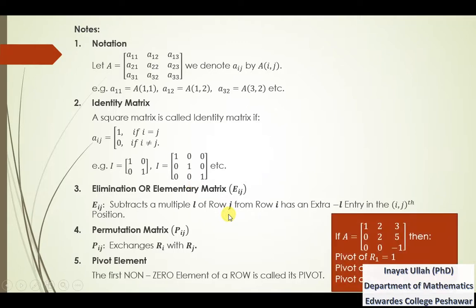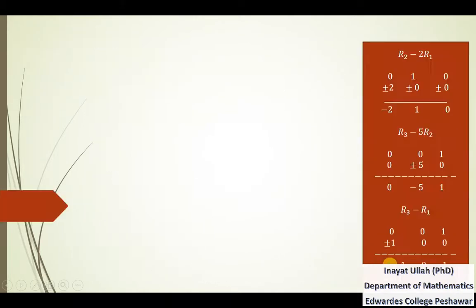For example, if you look at this matrix A, the first non-zero element of the first row is 1, so the pivot of row 1 is 1. In the second row, the first non-zero element is 2, so the pivot of row 2 is 2. And the pivot of row 3 is -1. Those are the pivots of those rows.